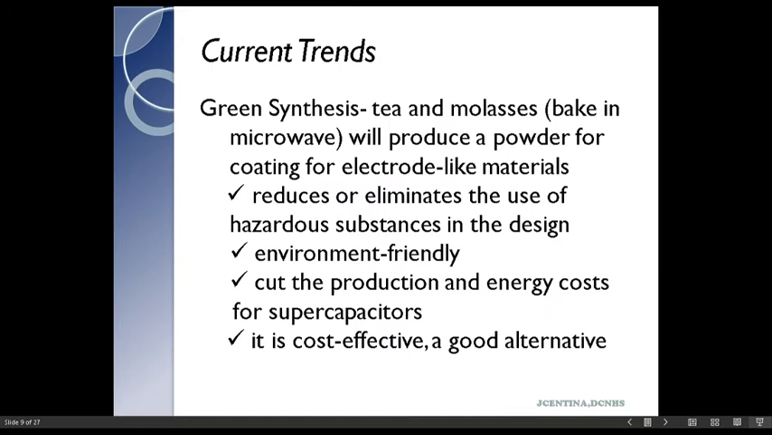So, what are the things that make it a grand winner? Green synthesis, no? Makes use of tea and molasses, no? That are very novel materials baked in microwave, and the method also will produce a powder for coating for electrode-like materials. Okay? So, key points of the study: reduces or eliminates the use of hazardous substances in the design, environment friendly, kaya nga green synthesis, no? Cut the production and energy cost for supercapacitors, and it is cost effective, a good alternative.